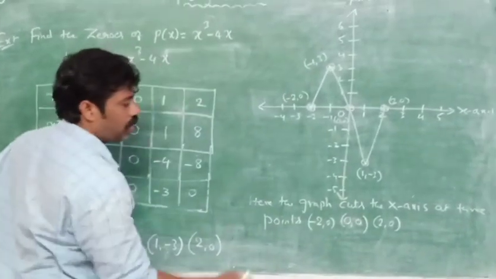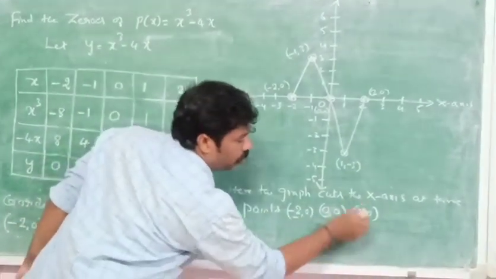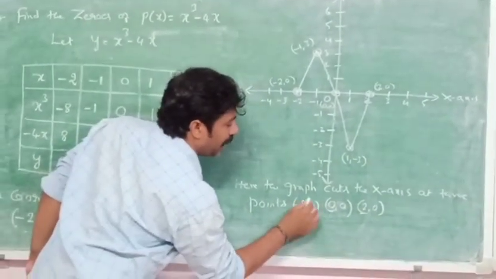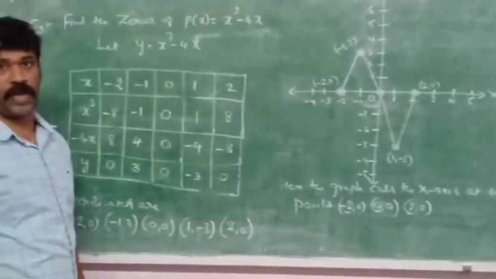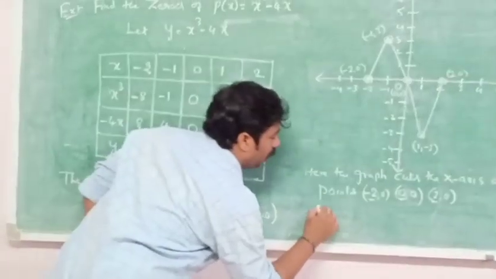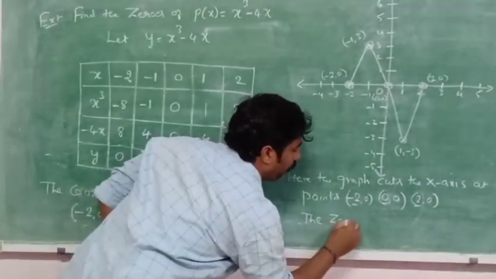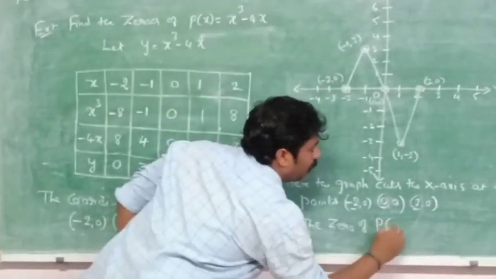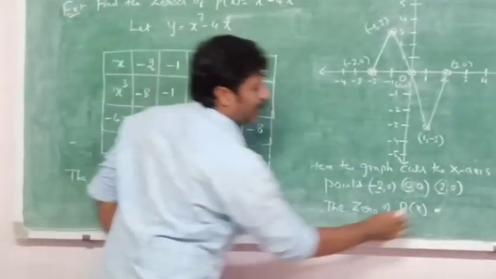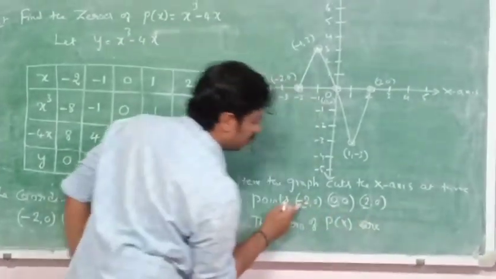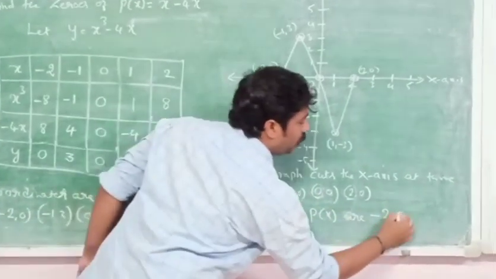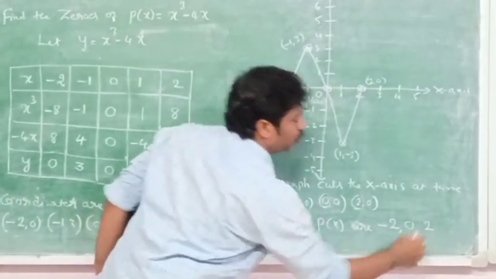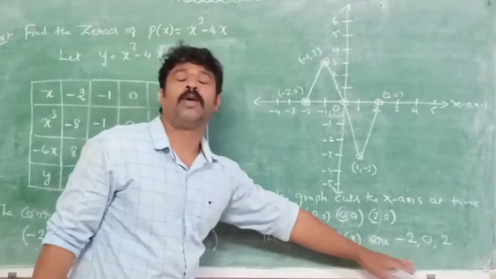From these points we have to take only the x coordinates, and we say that they are the zeros of the polynomial. The zeros of the cubic polynomial are: in the first point the x coordinate is minus 2, in the second the x coordinate is 0, and in the third the x coordinate is 2. So they are the zeros of the cubic polynomial.